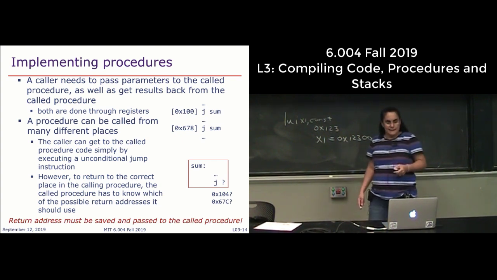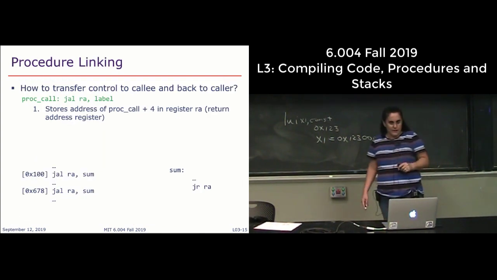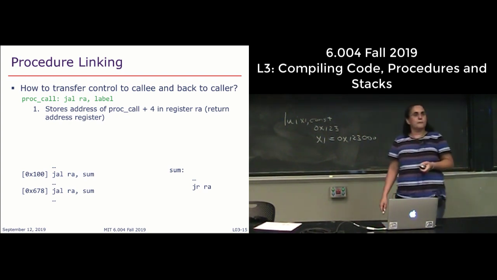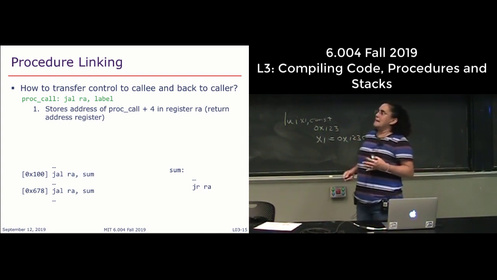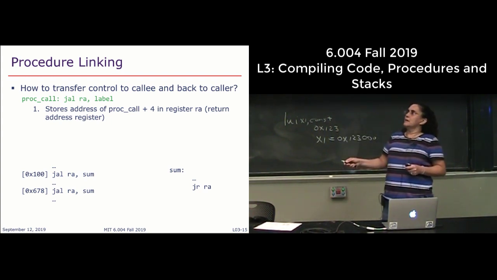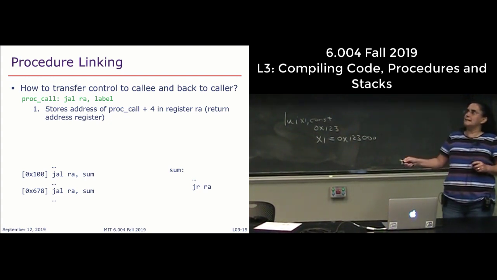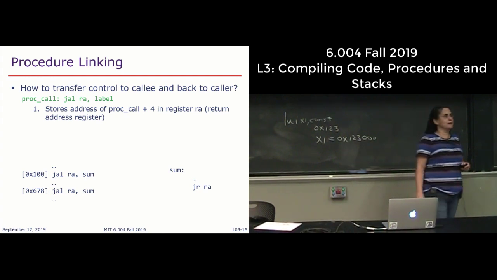So the way that we do that is that we save the return address. So what exactly does that mean? So let's take a look. So this is where our jump and link instruction comes into play, and where we're actually going to make use of this register that's also part of this instruction. So when we make a procedure call, what we're going to do is jump and link RA, which stands for return address, comma label. So what is this going to do? This is going to store the address of the instruction immediately following the jump and link instruction into register RA. And then it's going to jump to address label, which is where my sum procedure lives.